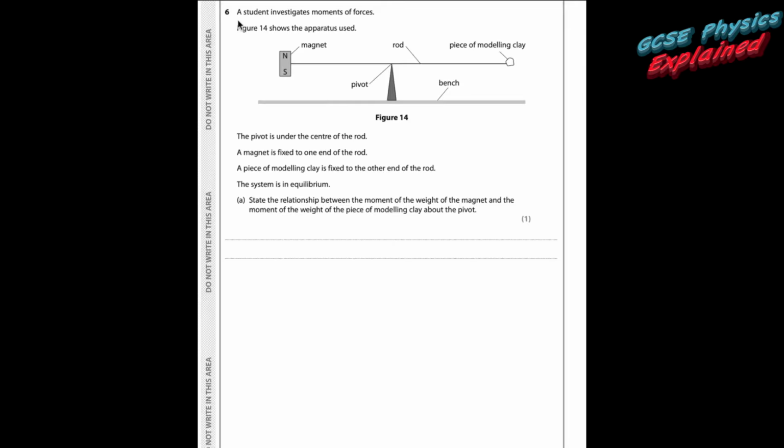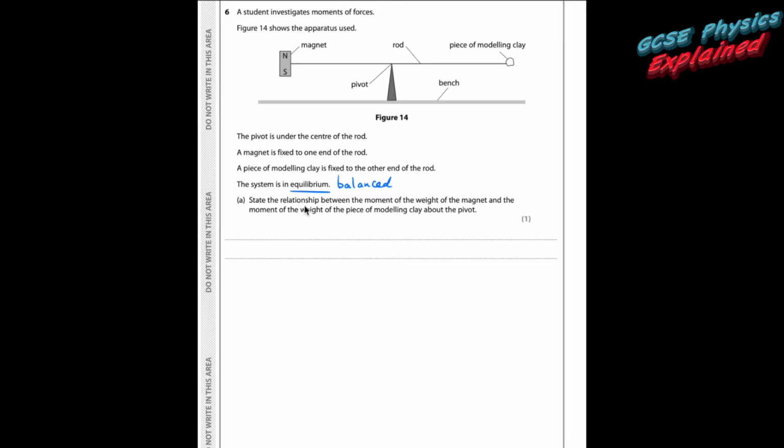Question 6. A student investigates moments of forces. Figure 14 shows the apparatus used. The pivot is under the centre of the rod. A magnet is fixed to one end of the rod. A piece of modelling clay is fixed to the other end of the rod. The system is in equilibrium. Now that means it's balanced, like a nice balanced seesaw.